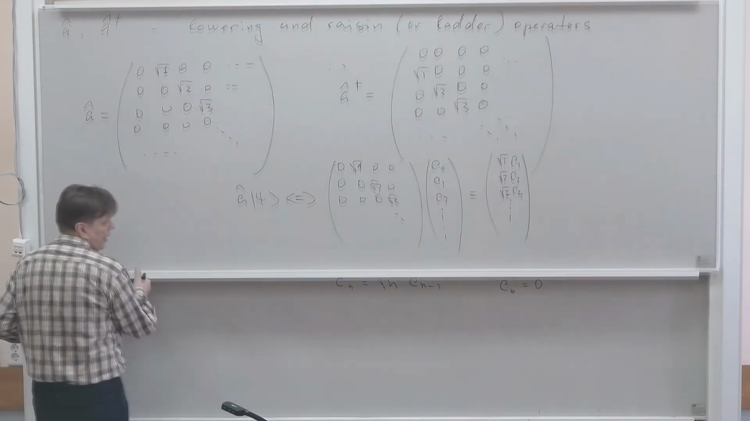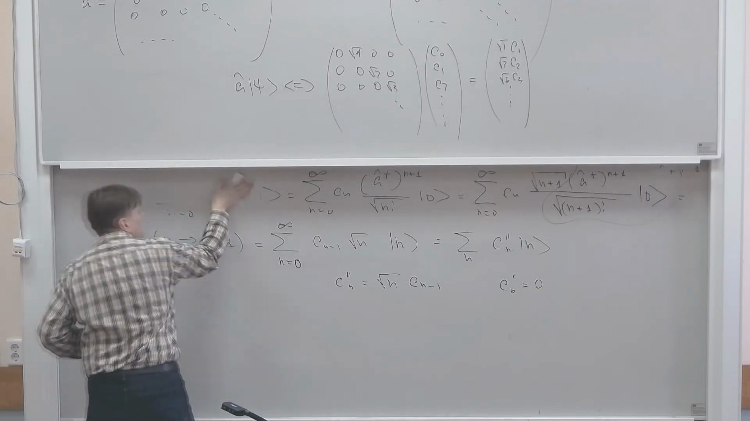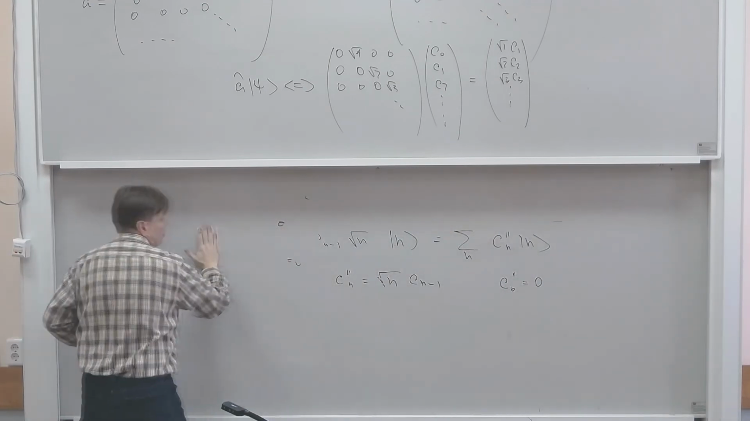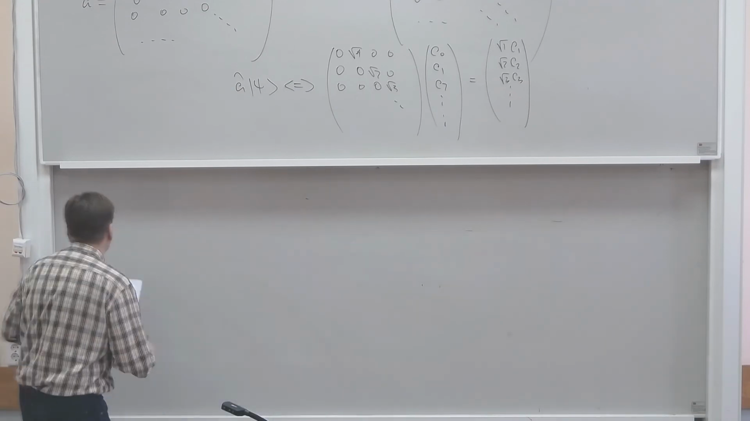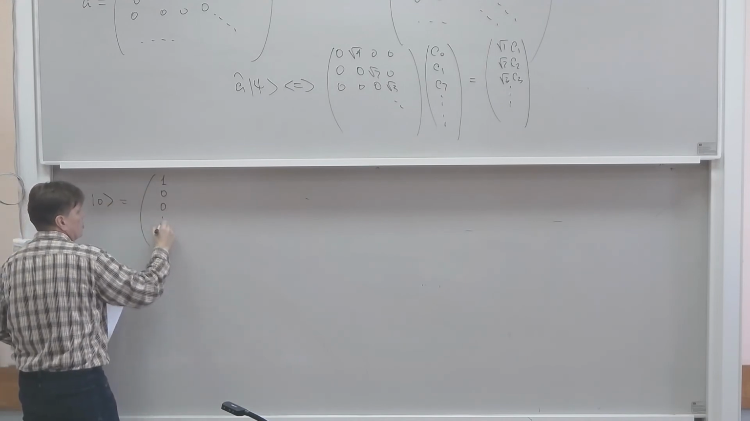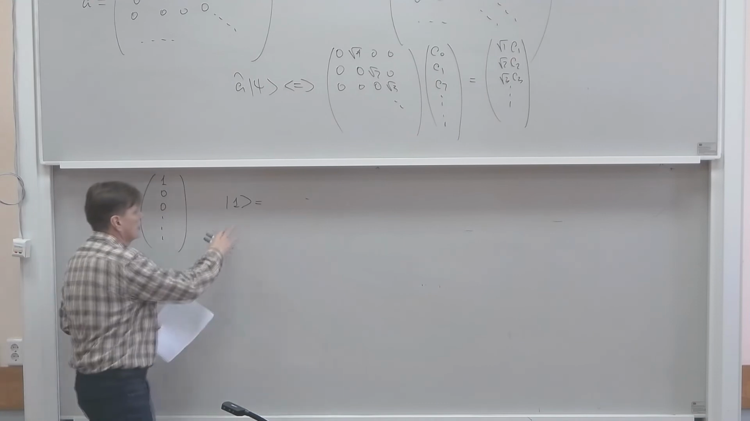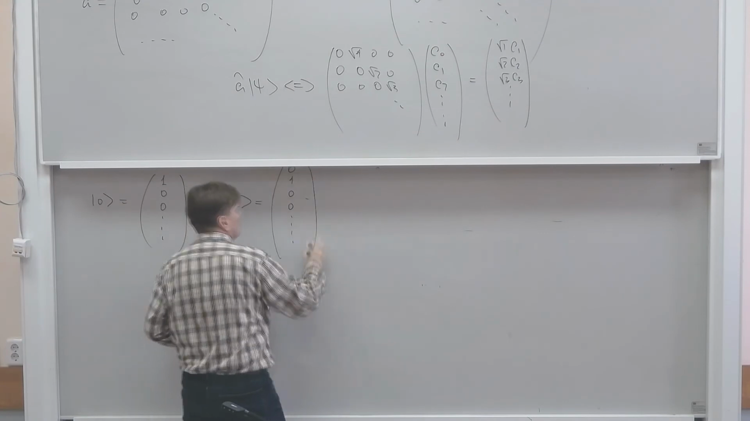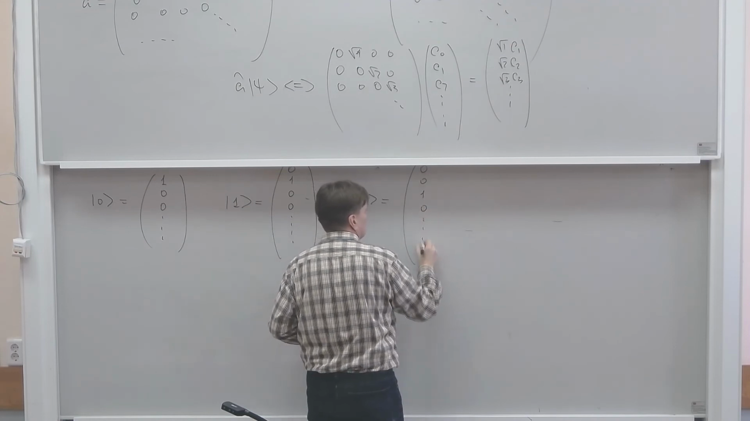In so doing, the eigenvectors of the Hamiltonian are given by the basis vectors of our space, our Fock space. Namely, the ground state is just the first basis vector. The first excited state with number 1 is given by 0, 1, 0, 0, 0, 0. Then we have 0, 0, 1, 0, 0, and so on.